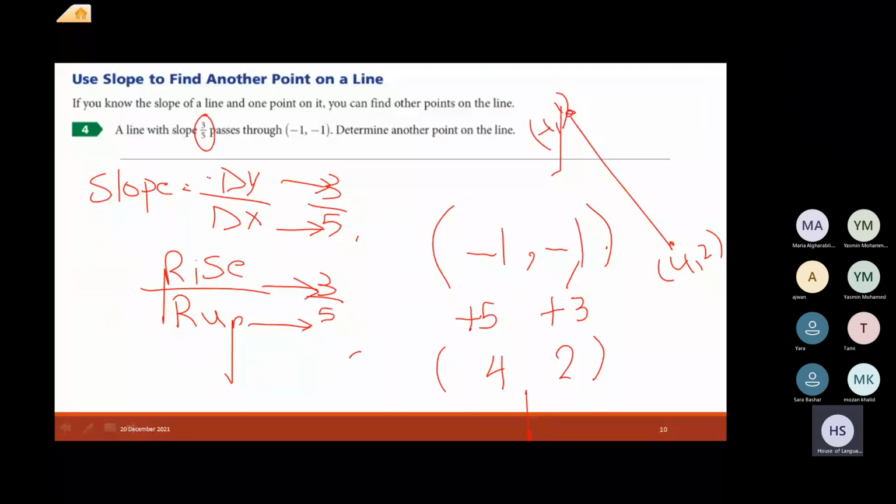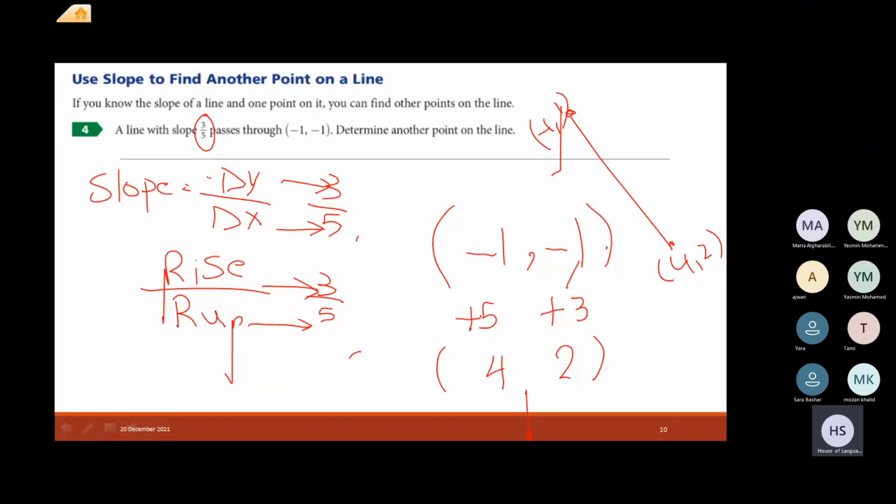Yes, that's it. So the next: now here the 3 is y, so you put it here, and the 5 is delta x. You put it under the x coordinates. Yeah, you add them. So the second point is 5, 4, 2. That's it.